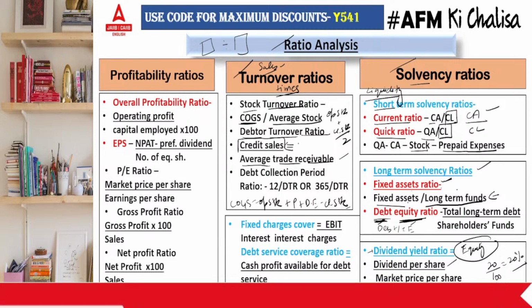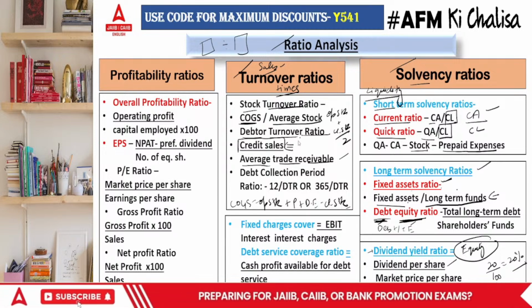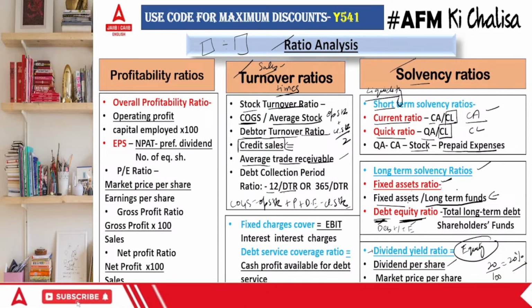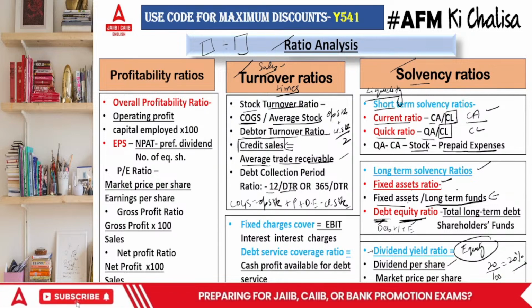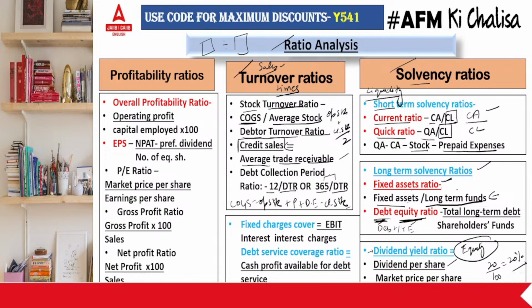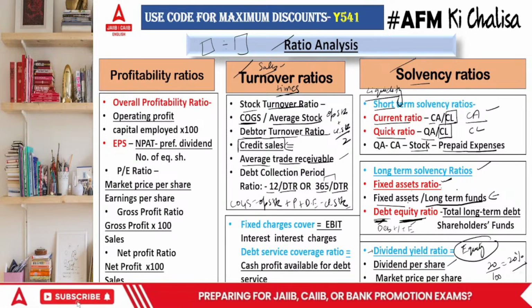If this particular ratio is to be converted into how many days these people take to pay, then what you do is 12 divided by DTR, the debtor turnover ratio. This will give you in months the number of times your debtors pay, and then 365 divided by DTR talks about in how many days the debtor pays. This recovers the money from the people.